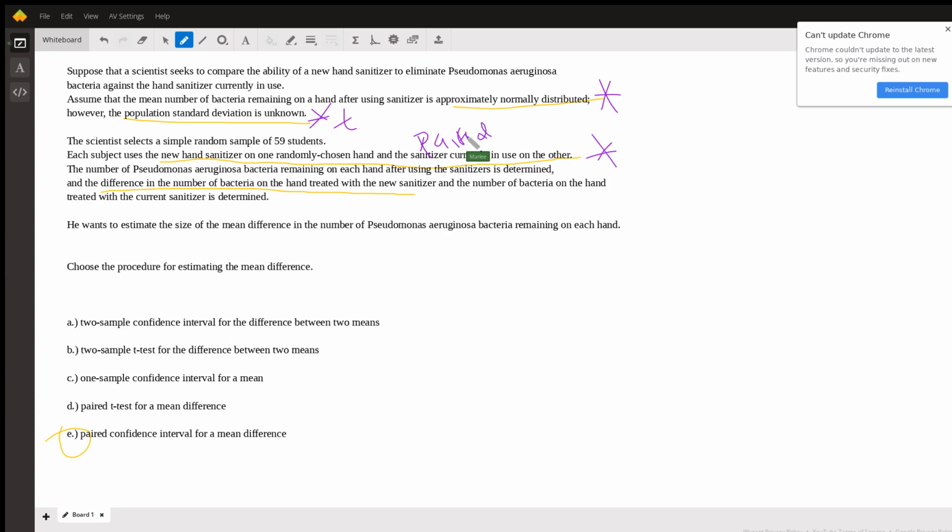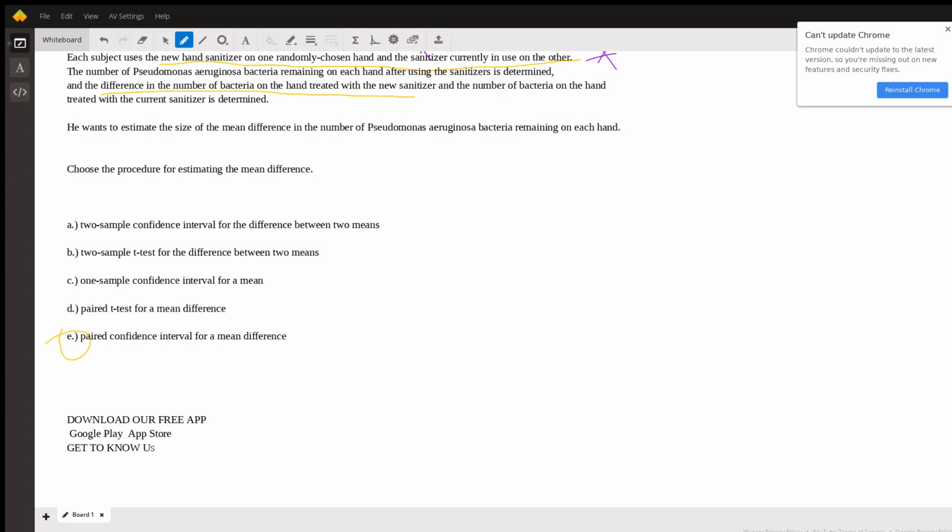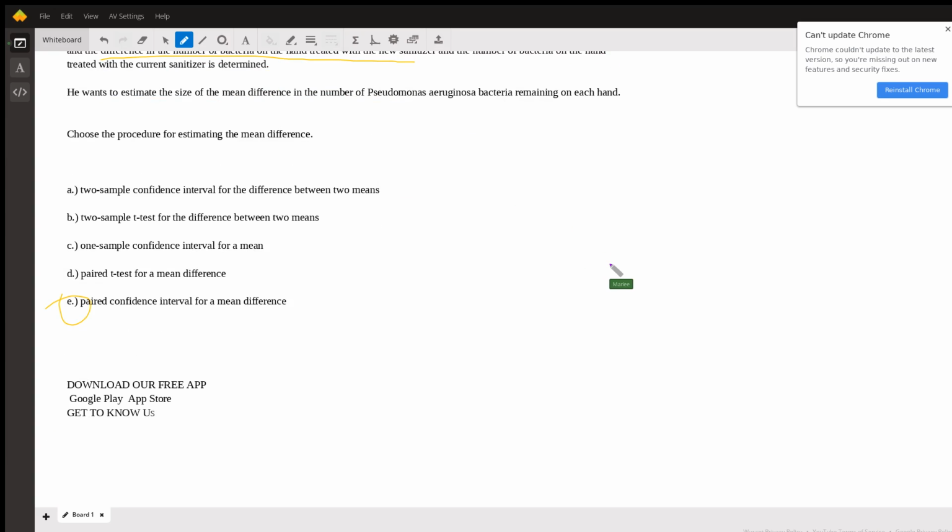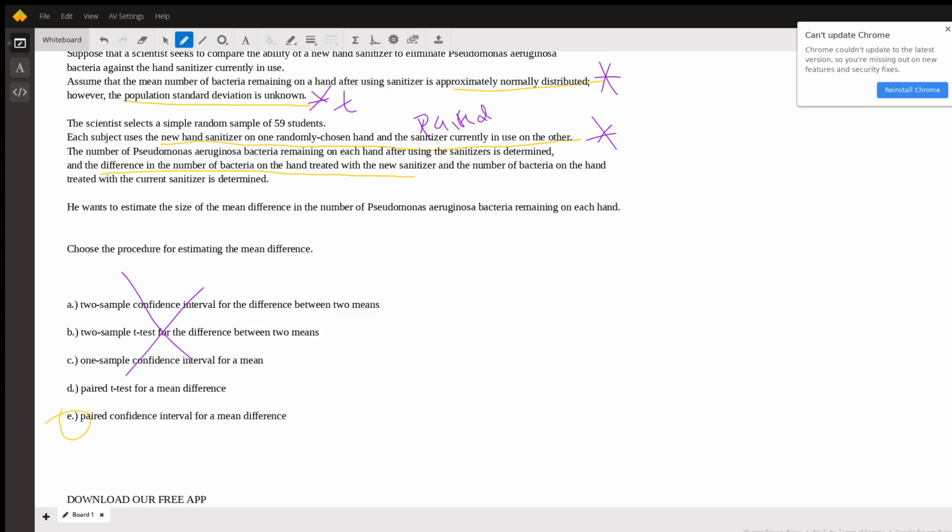Then the last thing is, okay, well, if we look at our answer choices, these first three are automatically not the solution. None of those are paired. So it's either going to be a paired t-test for a mean difference or a paired confidence interval for the mean difference. So the thing that tells us which one we're going to use is that we want to estimate the size of the mean difference.